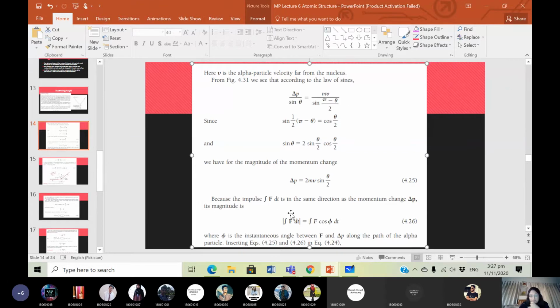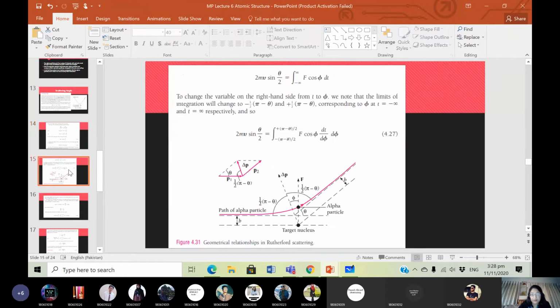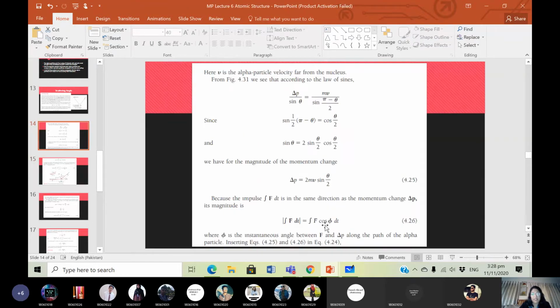And now the impulse is in the same direction as the momentum change. Its magnitude is given by this, ठीक है? And why are we doing this here? It's because we know that the change in momentum is equal to the impulse, right? So we have to find an equation for the impulse, and we know that because change in momentum is a vector, impulse will also be a vector because it's the integration of the force. So the impulse is in the same direction as the momentum change.